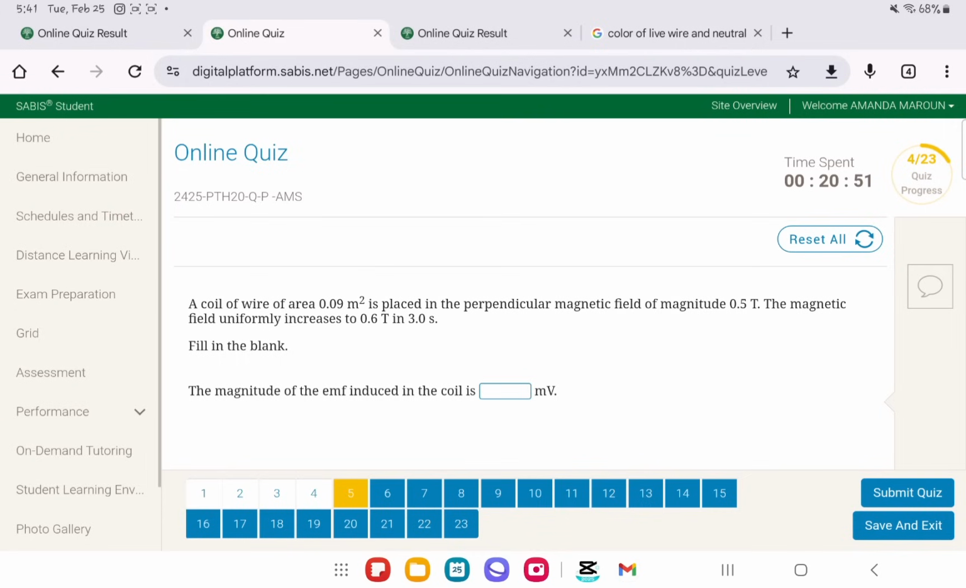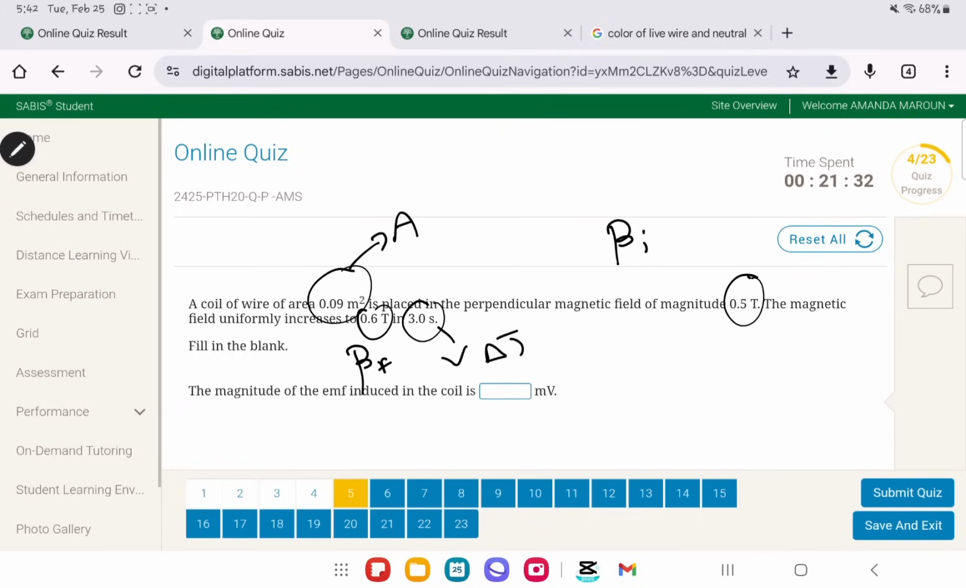This question is a new question. A coil of wire of area 0.09 meter squared is placed in the perpendicular magnetic field of magnitude 0.5 T. T, this is the magnetic field, okay? The magnetic field uniformly increases to 0.6 T in 3 seconds. So let us first of all write down everything we have. We are given area, magnetic field initial, magnetic field final, and we are given the difference in time, delta T. Now what we need to know is that the electromagnetic force, EMF, is equal to minus the change in magnetic flux over the change in time.